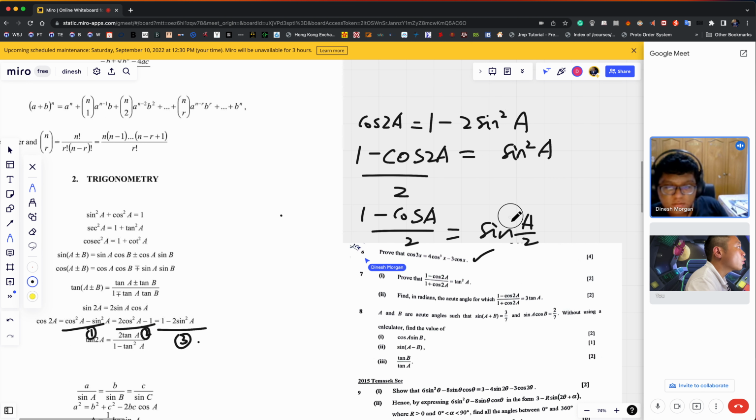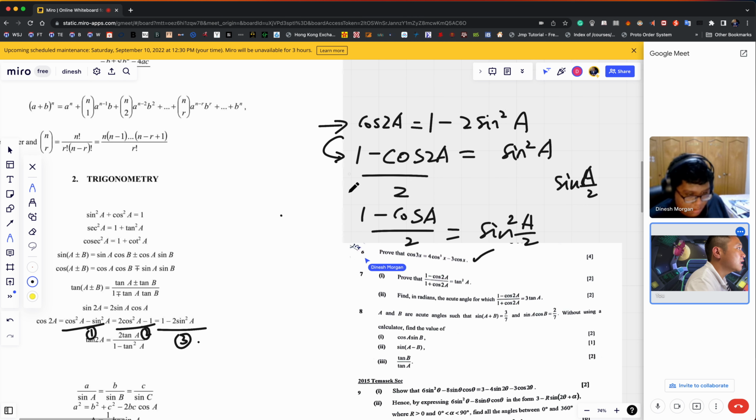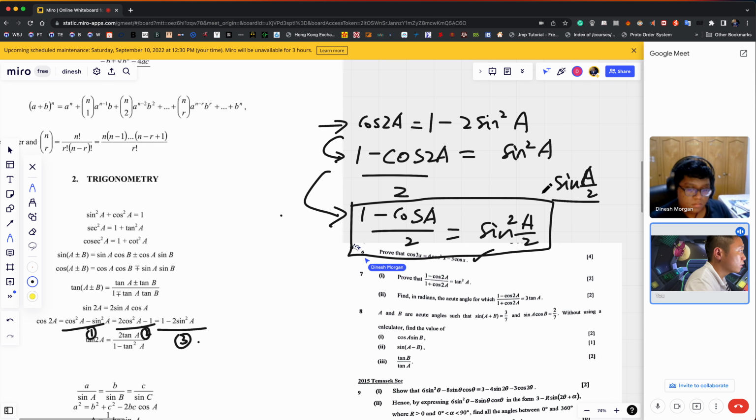Wouldn't it be sine square? Sorry, yes, there's a square. Many times you are asked to find sine a over 2, and a lot of students don't know what to do. But what you need to start off with is the standard formula, and then you have to transform it into something that gives you a clue about sine A over 2. So over here is the formula you can use to get the value of sine A over 2. Are you clear? Yes.